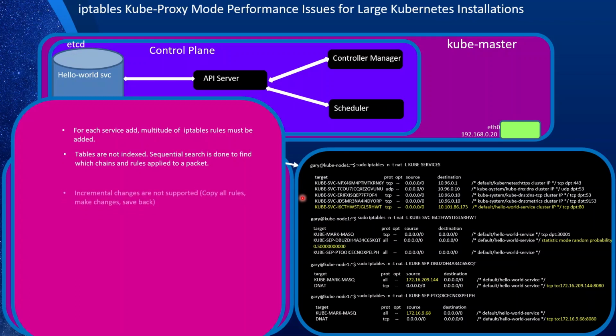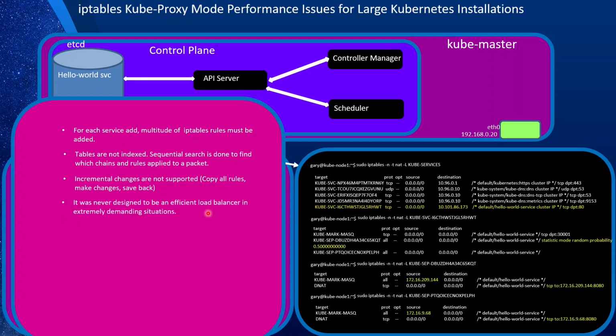Not very efficient. The other problem is that incremental changes are not supported. So when you make a change to the rule, you have to actually copy the whole rules out, make the change, and save them back in. And also, it was really never designed to be an efficient load balancer in extremely demanding situations. And this is where eBPF will help. I'll provide an overview of eBPF next.